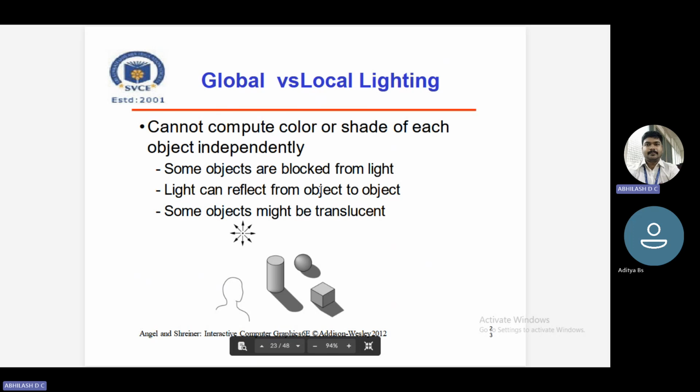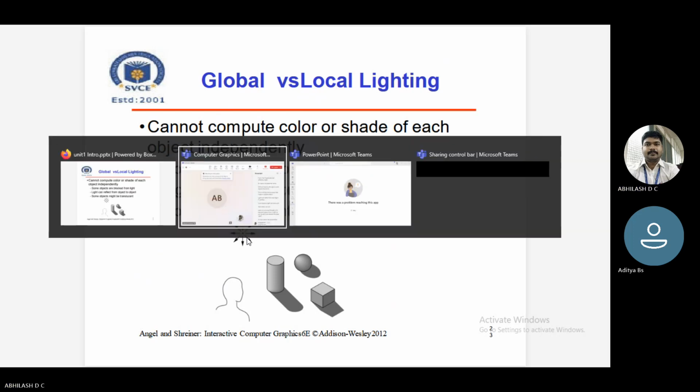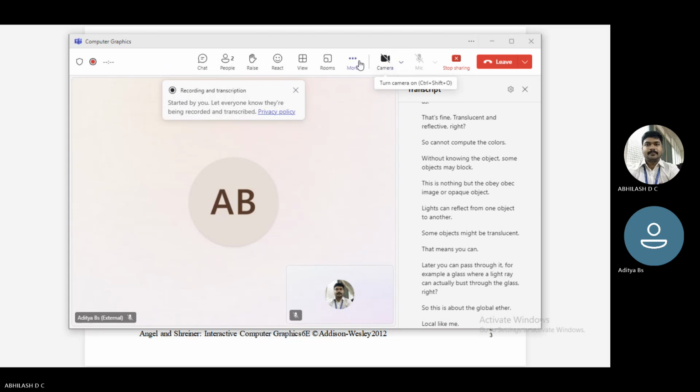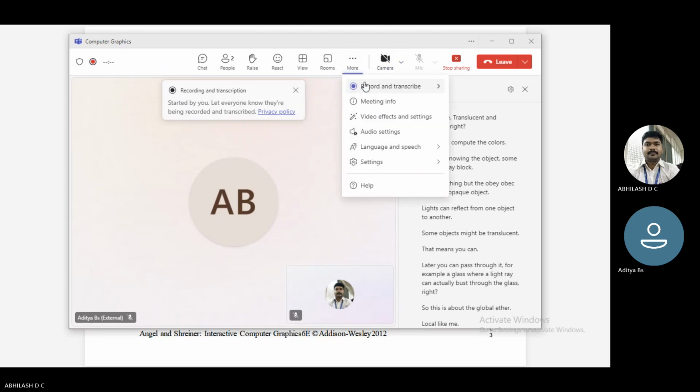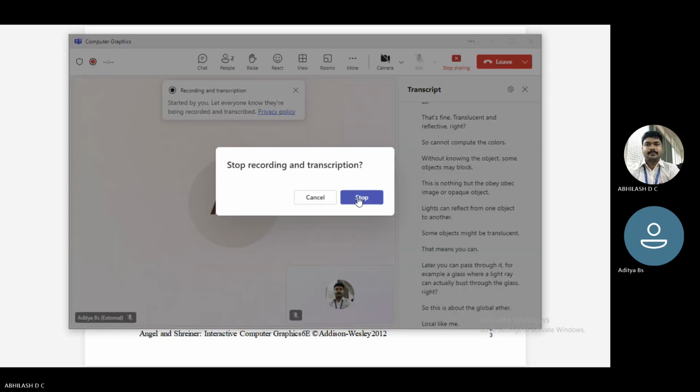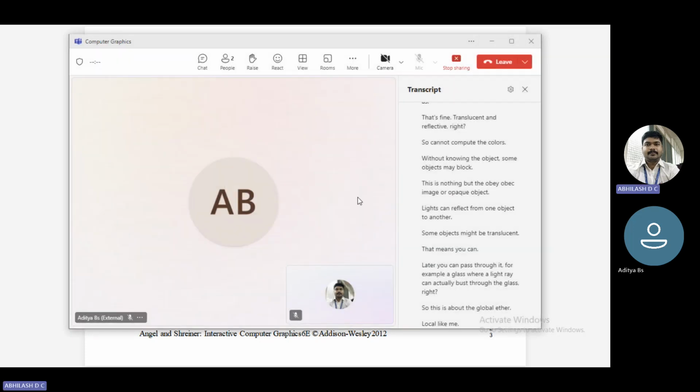Lights can reflect from one object to another. Some objects might be translucent, which means the light ray can pass through them. For example, a glass, where a light ray can actually pass through. So this is about global and local lighting. We'll stop at this point.